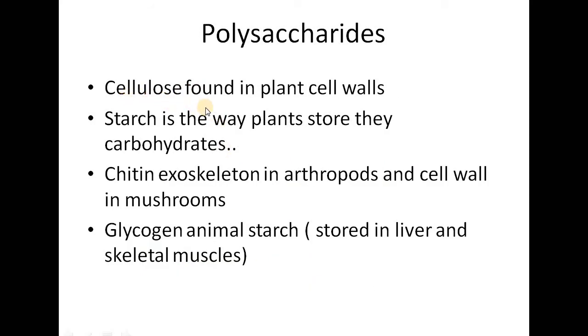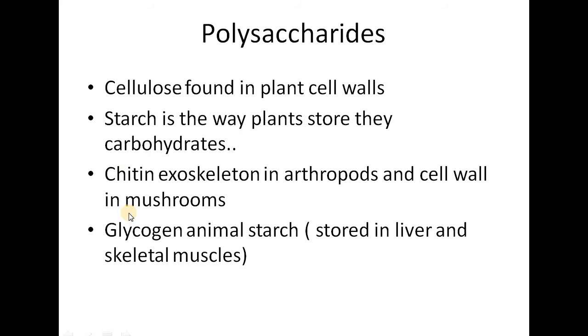First of all, we have cellulose, and the cellulose is making what? It's making the cell wall of plants. We have starch, and this is how plants store carbohydrates. After the photosynthesis process, glucose is produced. Now this glucose is used to build or make new cells of plants. The rest of it that the plant body doesn't use is stored as starch.